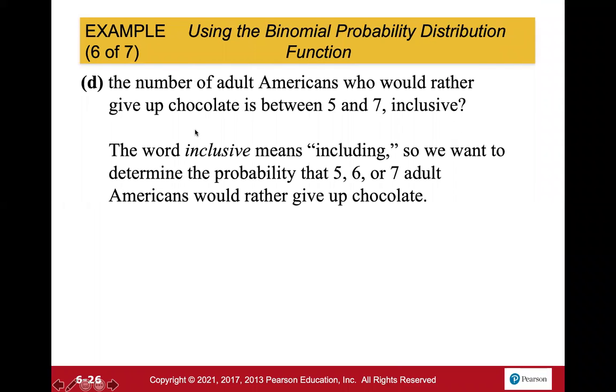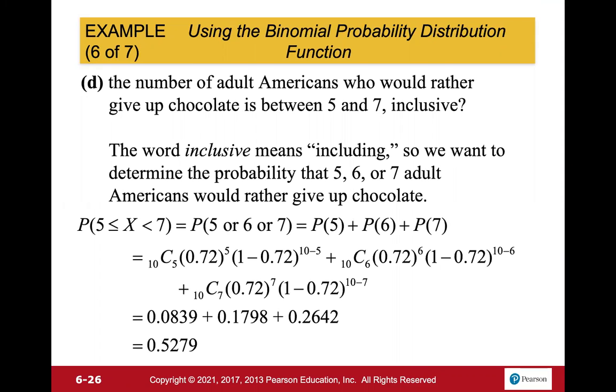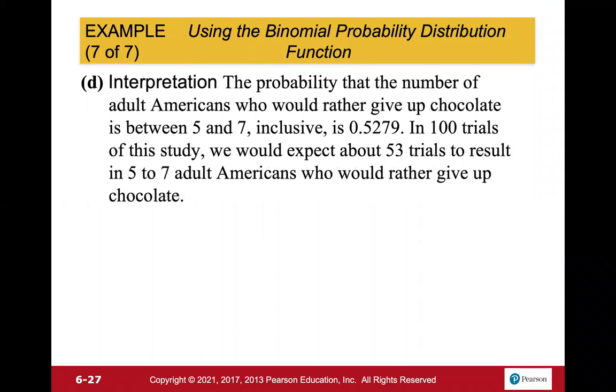Let's see if we missed anything. So the root word of inclusive means include. So we're including that 5 and the 7. So we're looking at those three probabilities, but we could have done it this way over here. And now we can look at this.